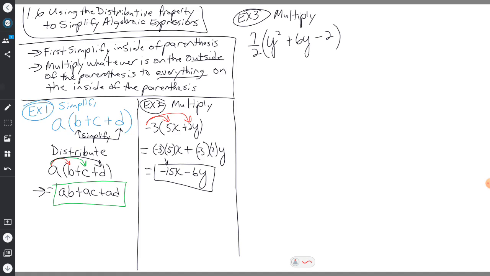So that just leaves us with distributing, taking the 7/2 and multiplying it to the inside. So we take 7/2 and we multiply it to y squared. That's the first thing. Keep in mind that we can change this into a fraction by putting a 1 under it. So now we have 7y squared over 2. All right?